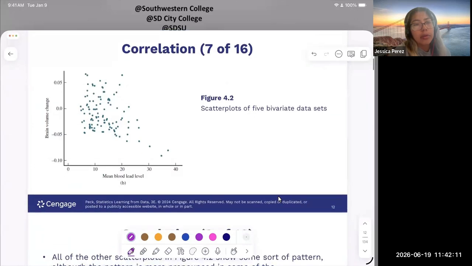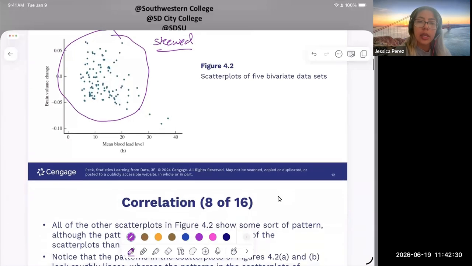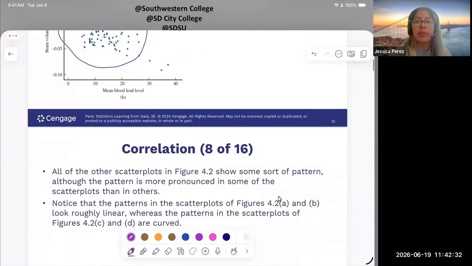Well, look over here, letter B. Now here, I notice that most of my data lives in this region. So then this would have a skewed distribution. Something skewed because most of my data lies over in this region. So all of the other scatter plots in figure 4.2 show some sort of pattern. So then what can we notice?